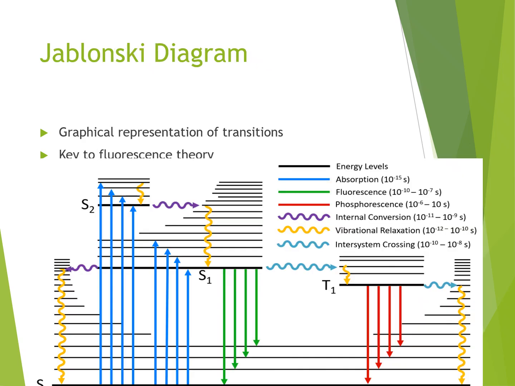Now, a representation of these processes is the Jablonski diagram, which visually represents all of them. It shows absorption, relaxation, internal conversion, intersystem crossing, fluorescence and phosphorescence in one diagram.